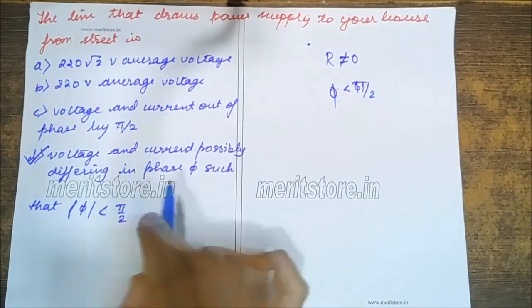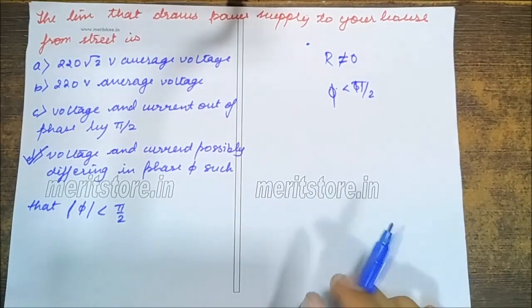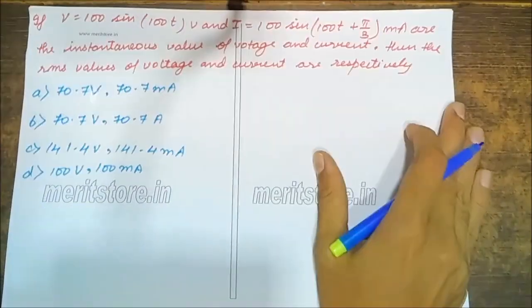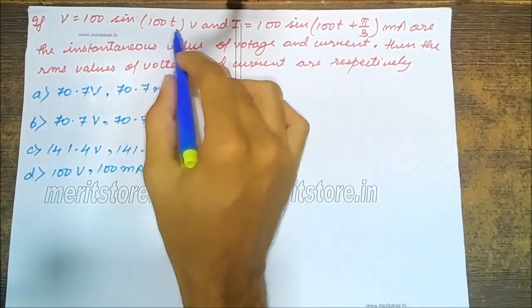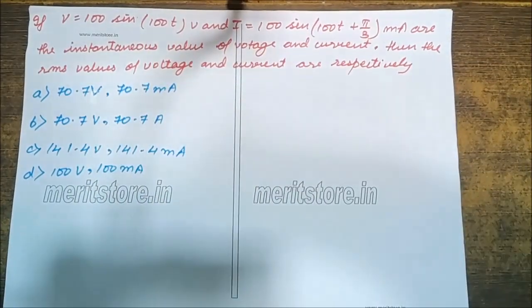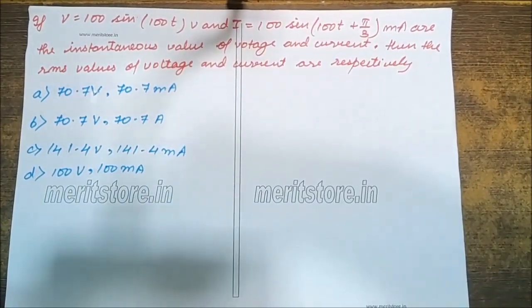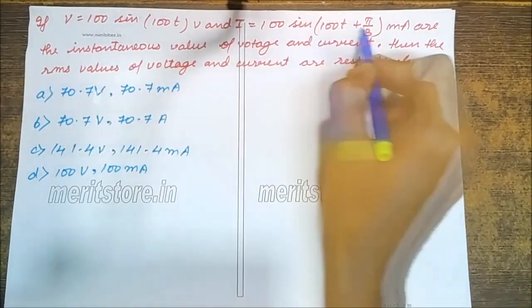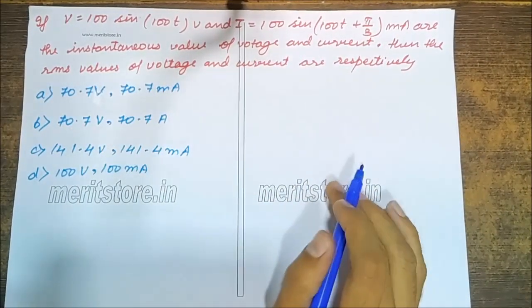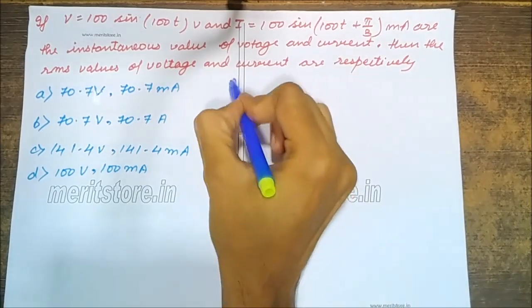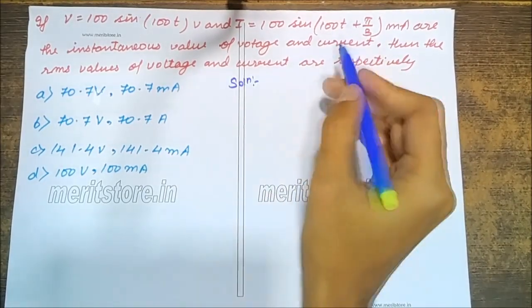The voltage and the current possibly differ in phase by phi, such that phi is less than pi by 2. V equals V0 sin 100t volts and I equals 100 sin (100t plus pi by 3) milliamps are the instantaneous values of the voltage and the current. Then the RMS values of the voltage and the current respectively are. So we straight away find the RMS value for the current and the voltage.